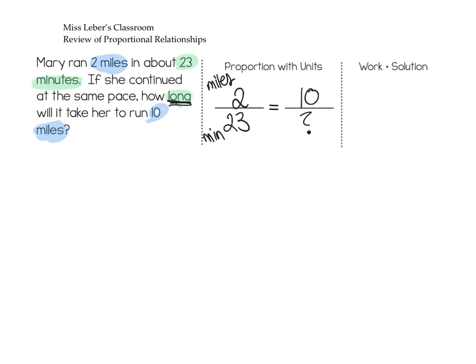What I can do is say, okay, well, since I don't know how long the minutes are going to be, pick a variable. Any letter of the alphabet. I'm just going to pick X, tried and true. And then I see I have a proportion. I have 2 over 23 equals 10 over X. And then I can just go right on through and cross multiply. So I'm going to do my 2 times X.